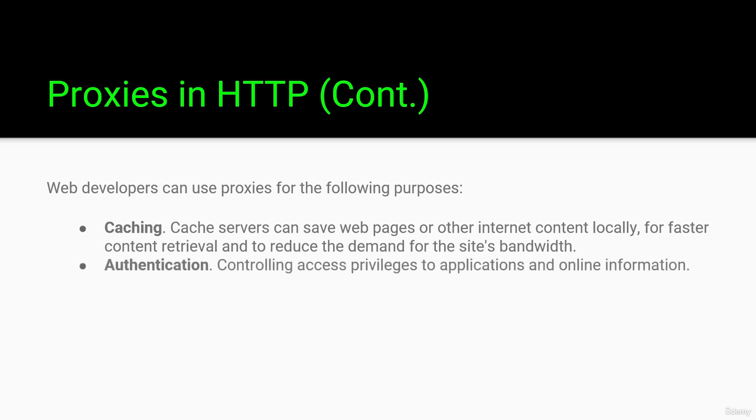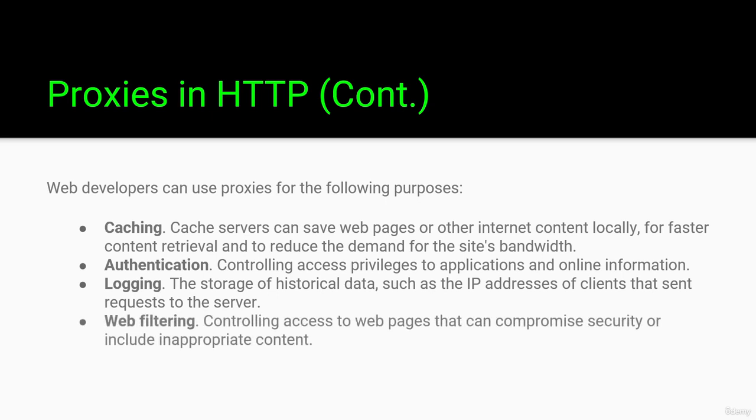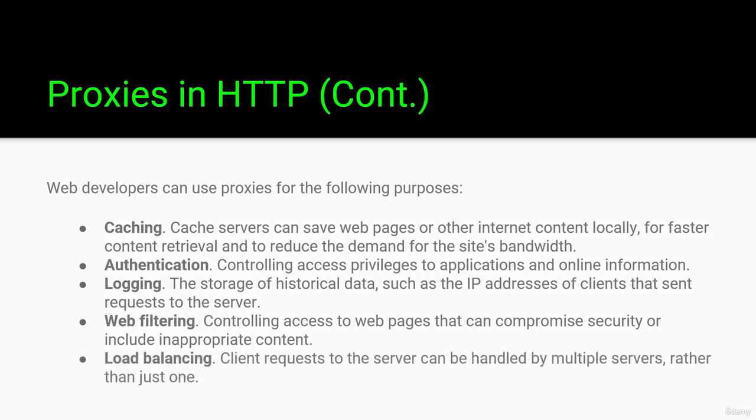We have authentication, controlling access privileges to applications and online information. We have logging, the storage of historical data, such as the IP addresses of clients that sent requests to the server. We have web filtering, controlling access to web pages that can compromise security or include inappropriate content. We have load balancing, where client requests to the server can be handled by multiple servers rather than just one.